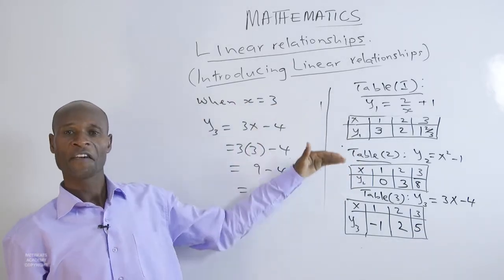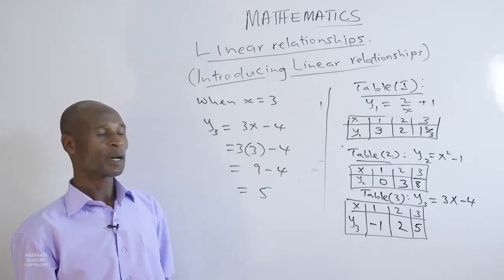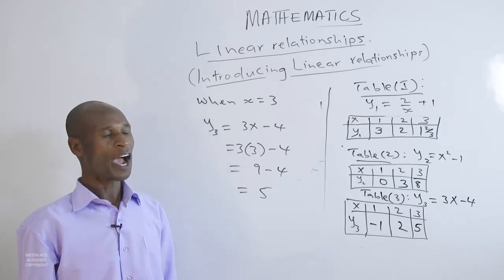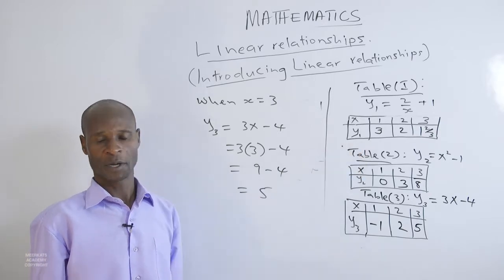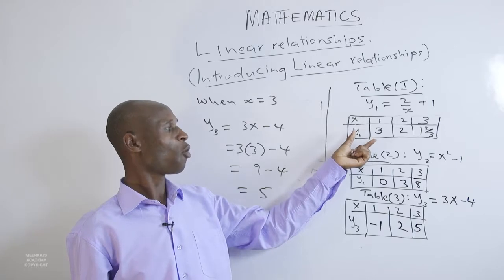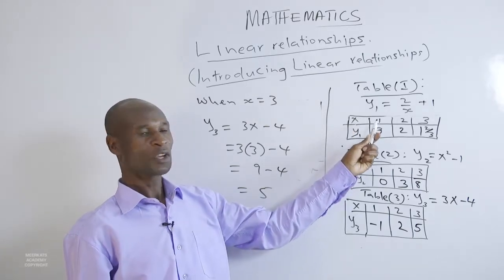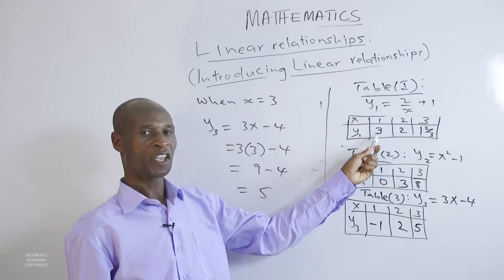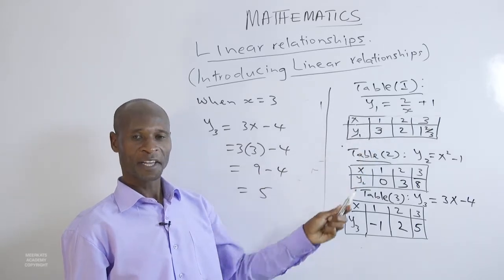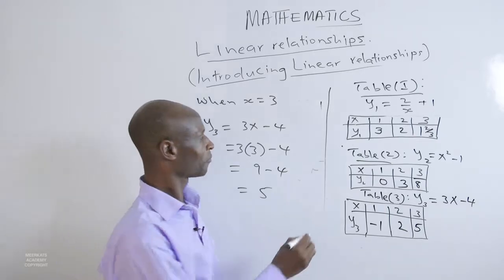Now we are through with the first part of completing the table. We are supposed to know how to identify the points from the table. In table 1, when the value of x is 1, the y value is 3. So the coordinate is expressed as (1, 3).